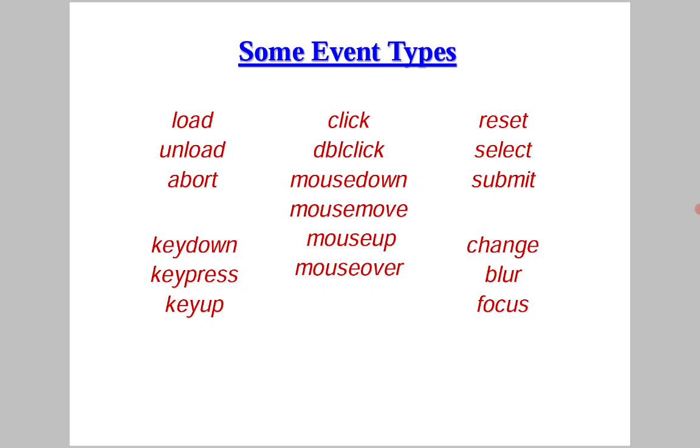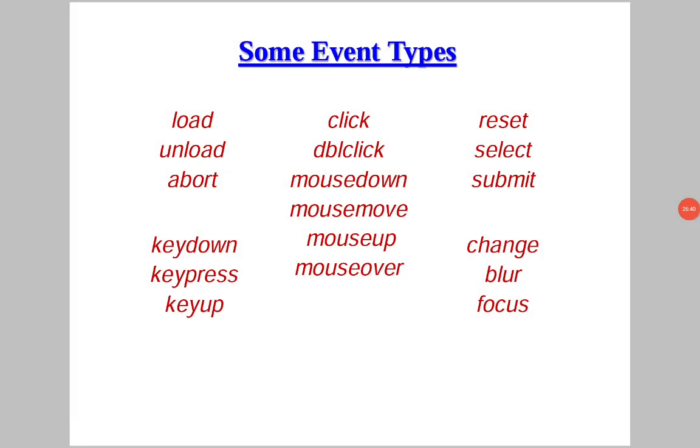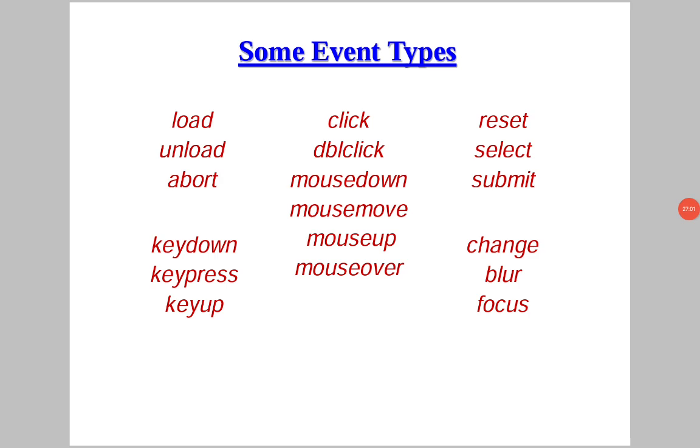abort are Windows events. Windows event means whenever you open a window in the Windows operating system, you already observed that loading a window and unload, whenever you close a window it is unloaded. Abort means terminating a window forcefully. All these three are called Windows events. Next, key down, key press and key up are called keyboard events.